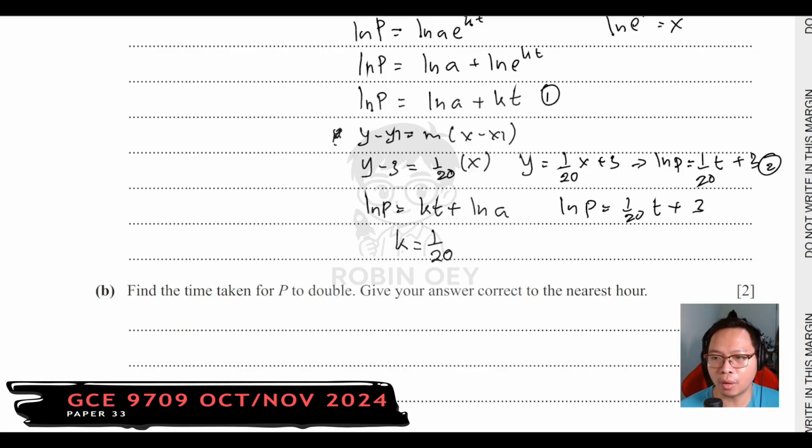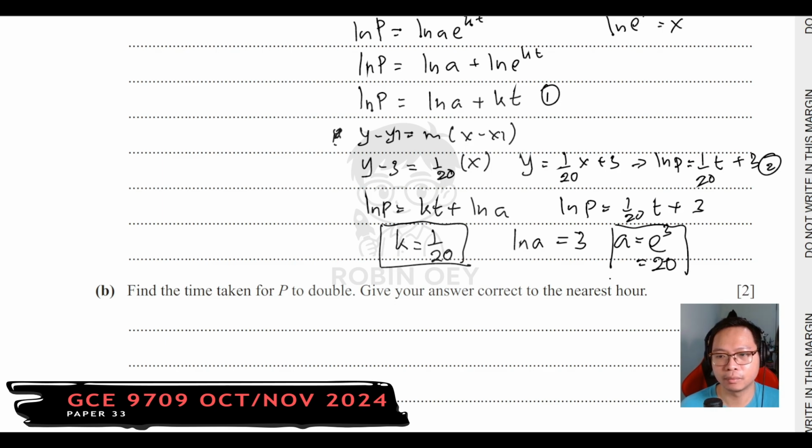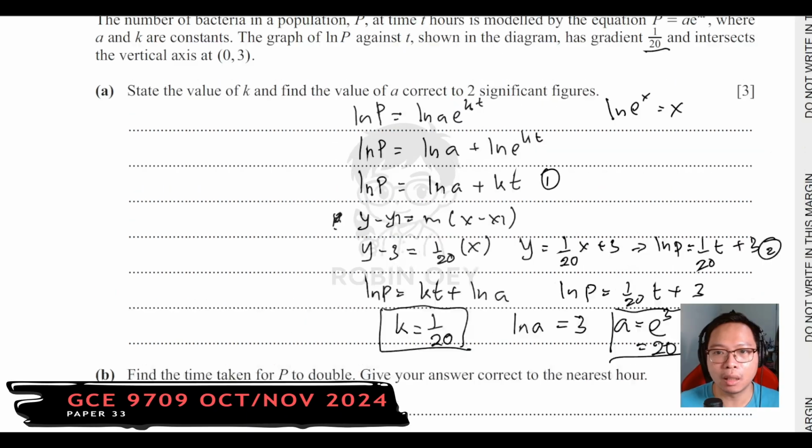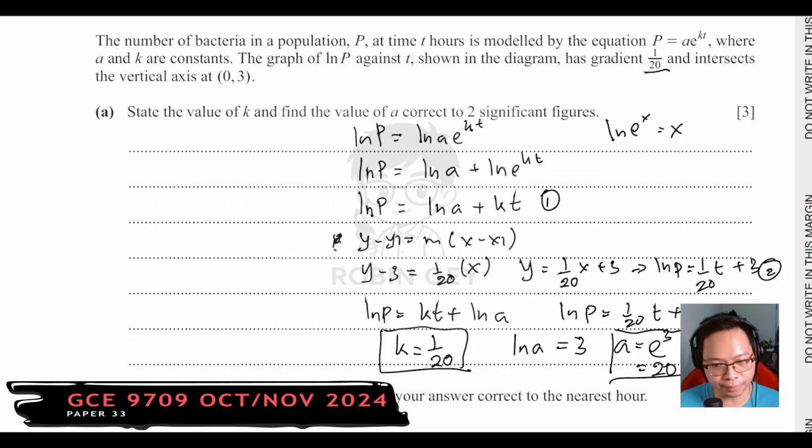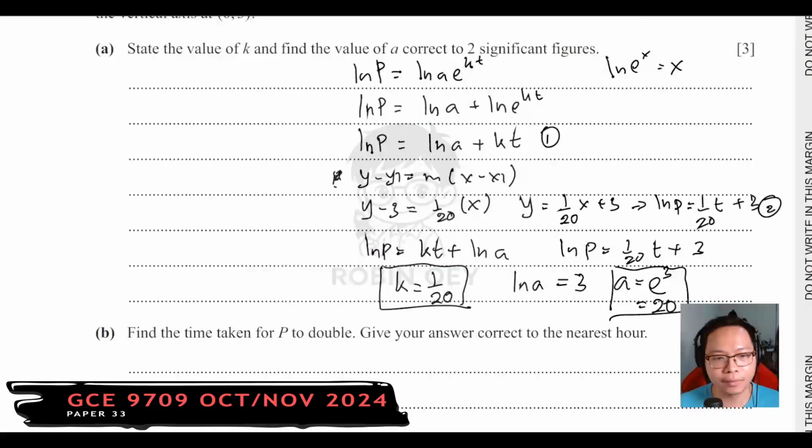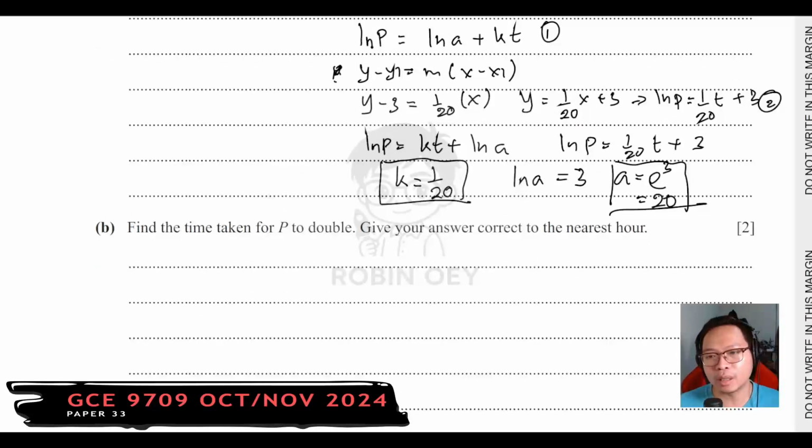Now the other constant is ln A. Ln A equals 3, so A equals e to the power of 3. E to the power of 3, that is 20. So A equals 20, because they want it correct to 2 s.f. So that is A. The k is 1/20 and the A is 20.